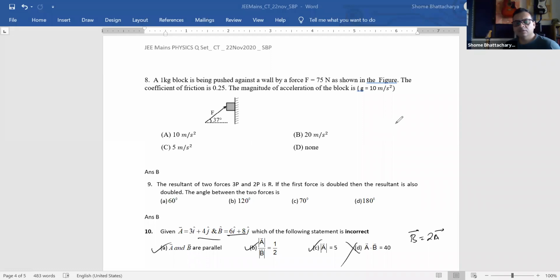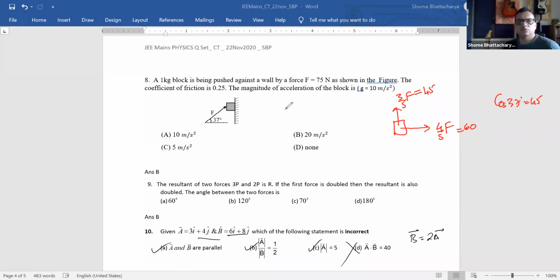So in the 8th question, you make the free body diagram. I'm making it with the forces resolved. This component of force is F cos 37, so that is 4 by 5 F, because cos 37 is 4 by 5. And this component of the force is 3 by 5 F. So this becomes 4/5 of 75, that is 60 newtons. This is 3/5 of 75, so 15 times 3 is 45.